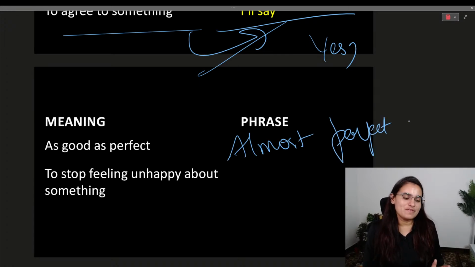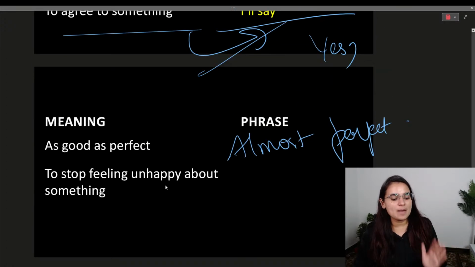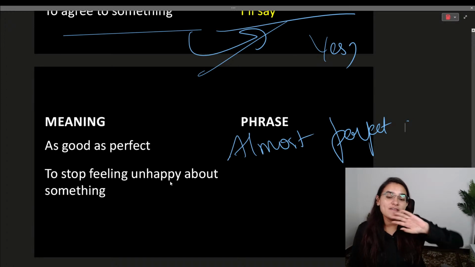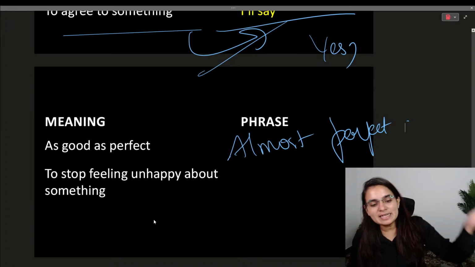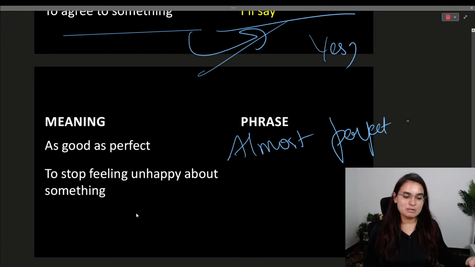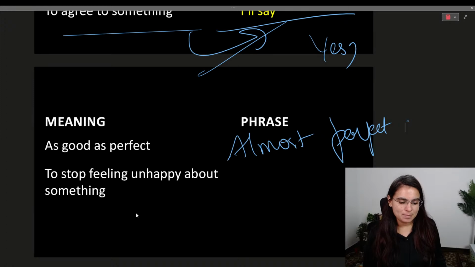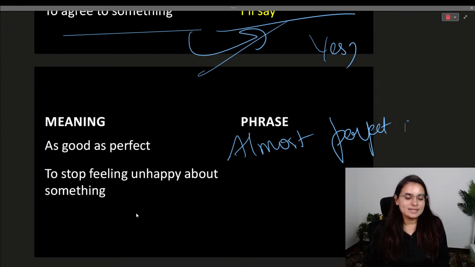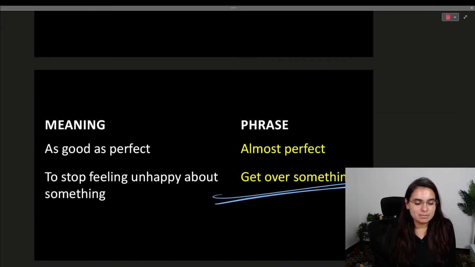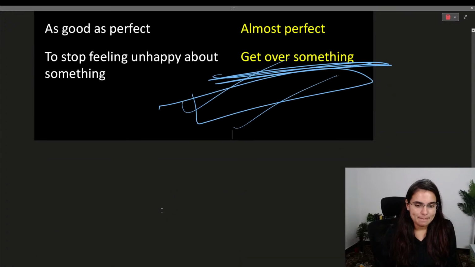It means almost perfect. And the last one, I think this is the last one, to stop feeling unhappy about something. You had a very bad relationship and you are finally out of it. What is the phrase for that? I had a very bad relationship in the past. I was unhappy. I never liked my relationship. What is the idiom for that? When you are out of that bad relationship, the correct phrase is "to get over something." I'm over my bad relationship. Okay? Get over something.